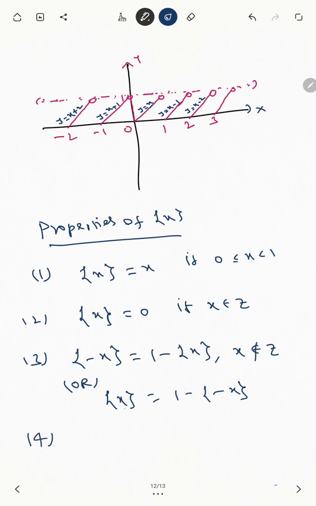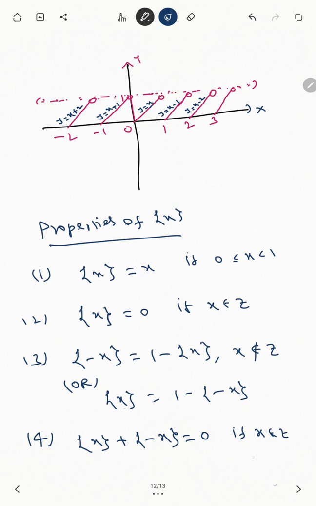Next, property number 4. Fractional part of x plus fractional part of minus x. Can you say? Whenever x is integer, 0. Okay. If x belongs to Z, by previous properties only we can say. Suppose x is equal to, say, 10. Fractional part of 10 is 0. Fractional part of minus 10 is also 0.